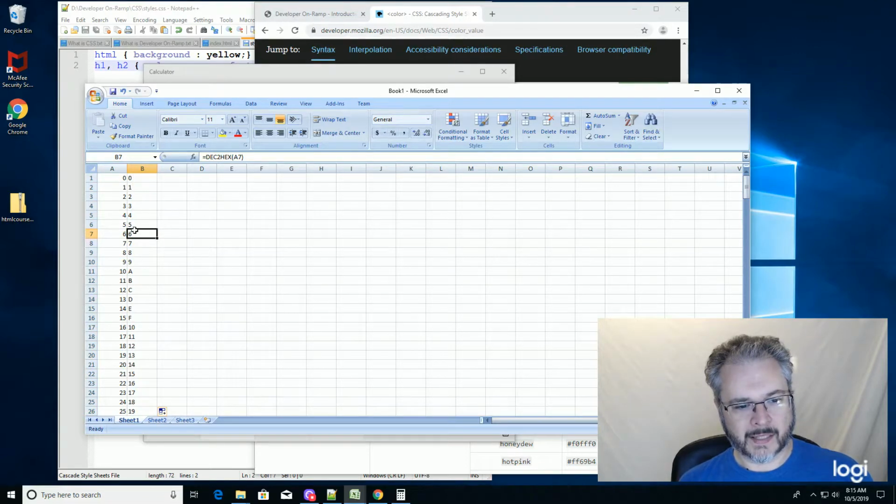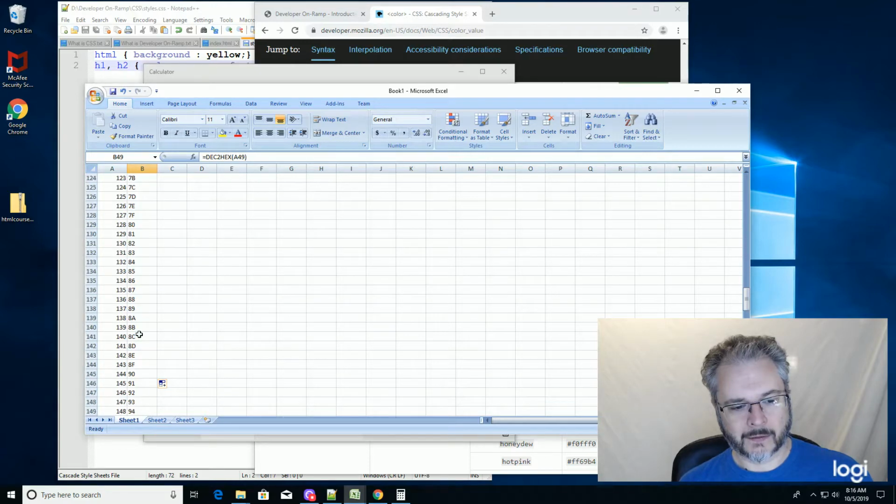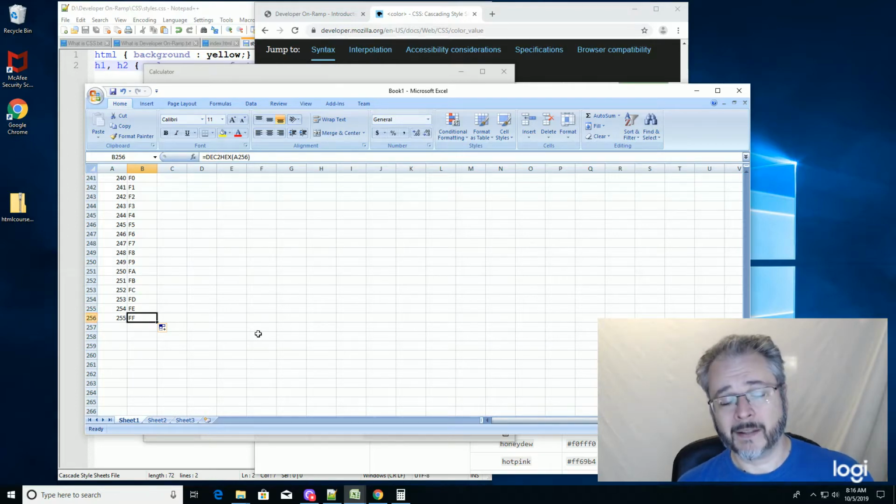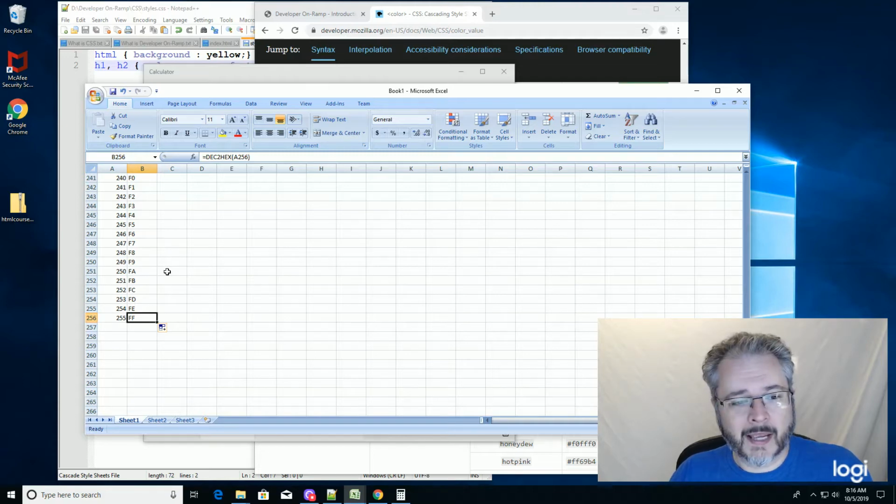It's 0 through 9, A, B, C, D, E, F, 10, 11, 12. When it gets up to 19, it's 1A, 1B, 1C. Right? And then after 1F is 20. 21 through 2A, 2D, 2F, and then it's 30. It goes from 00 to FF. All right, so I hope that makes sense. That's how hexadecimal works, and that's how the numbers are represented.